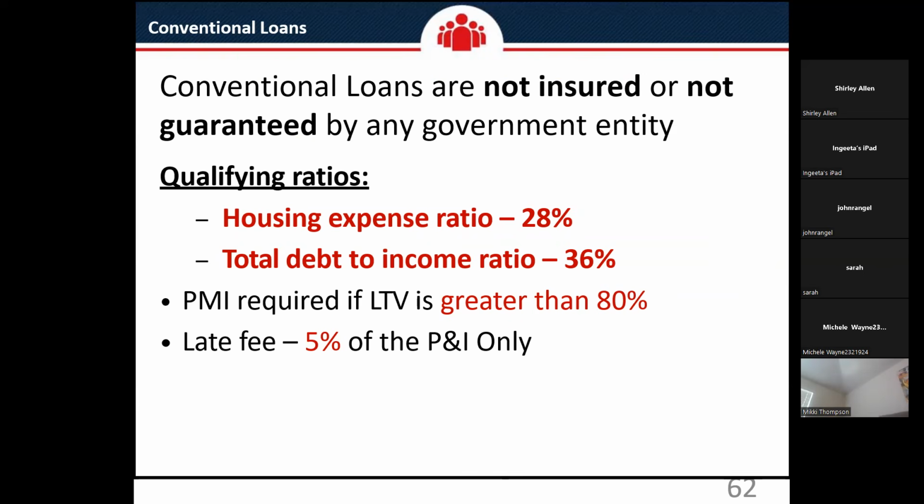Also, PMI is required if the loan to value is greater than 80%. And there is a late fee of 5% of the PI only that's collected if they're coming in late, and it's a conventional loan.